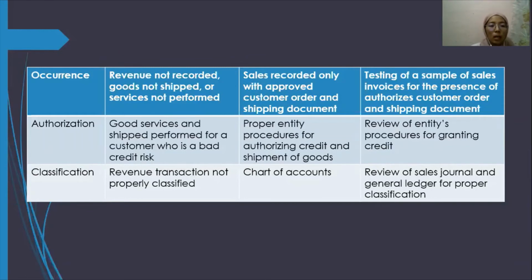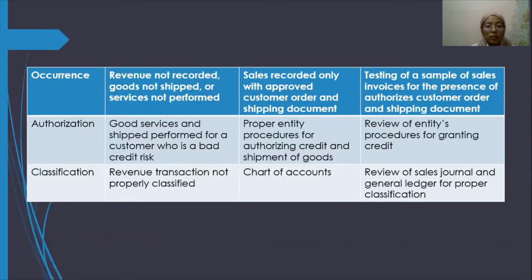The second last is authorization. Authorization is to ensure that the revenue has been authorized. The possible misstatement that might occur is goods and services shipped or performed for a customer who is a bad credit risk. An example of the control activity is a proper entity procedure for authorizing credit and the shipping of goods, and the relevant audit procedure that can be implemented is a review of the entity's procedure for granting credit.